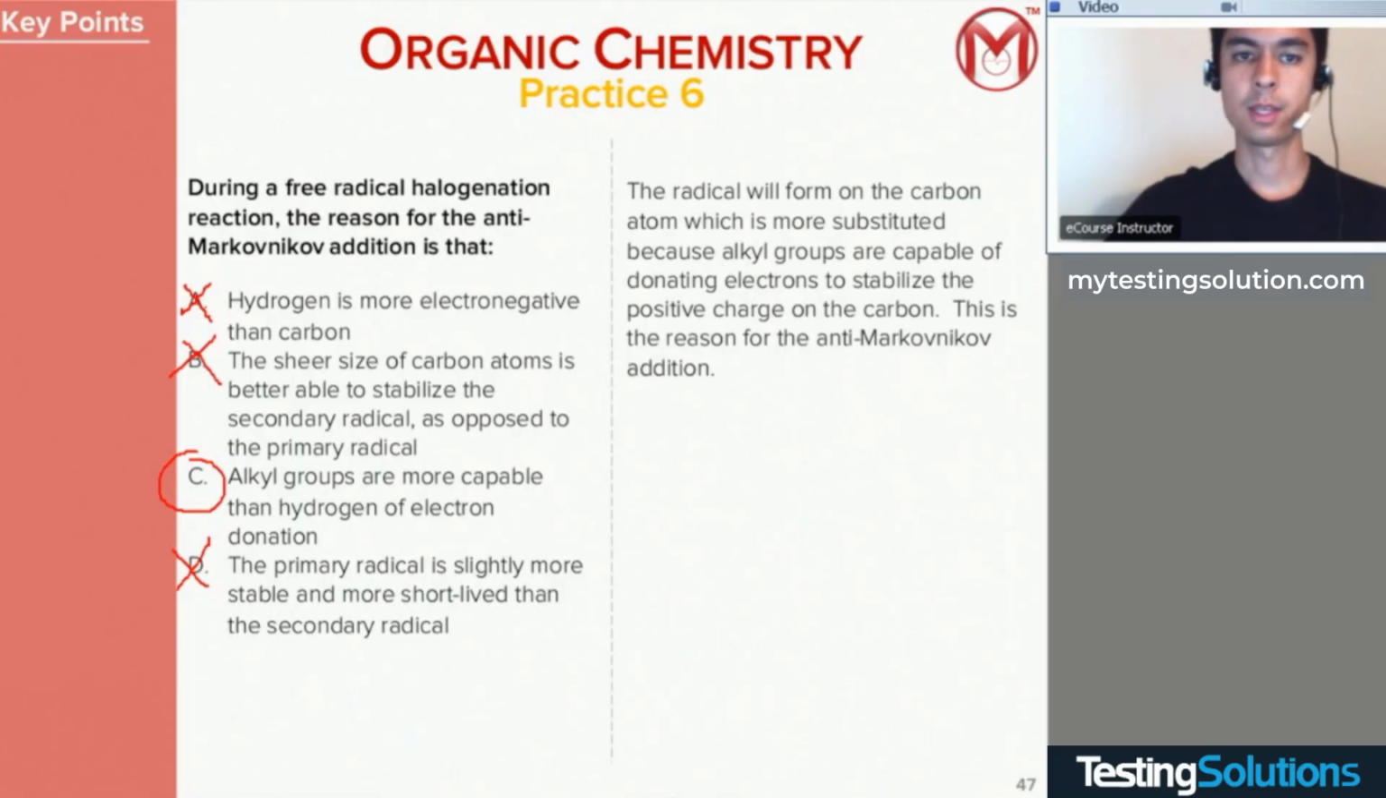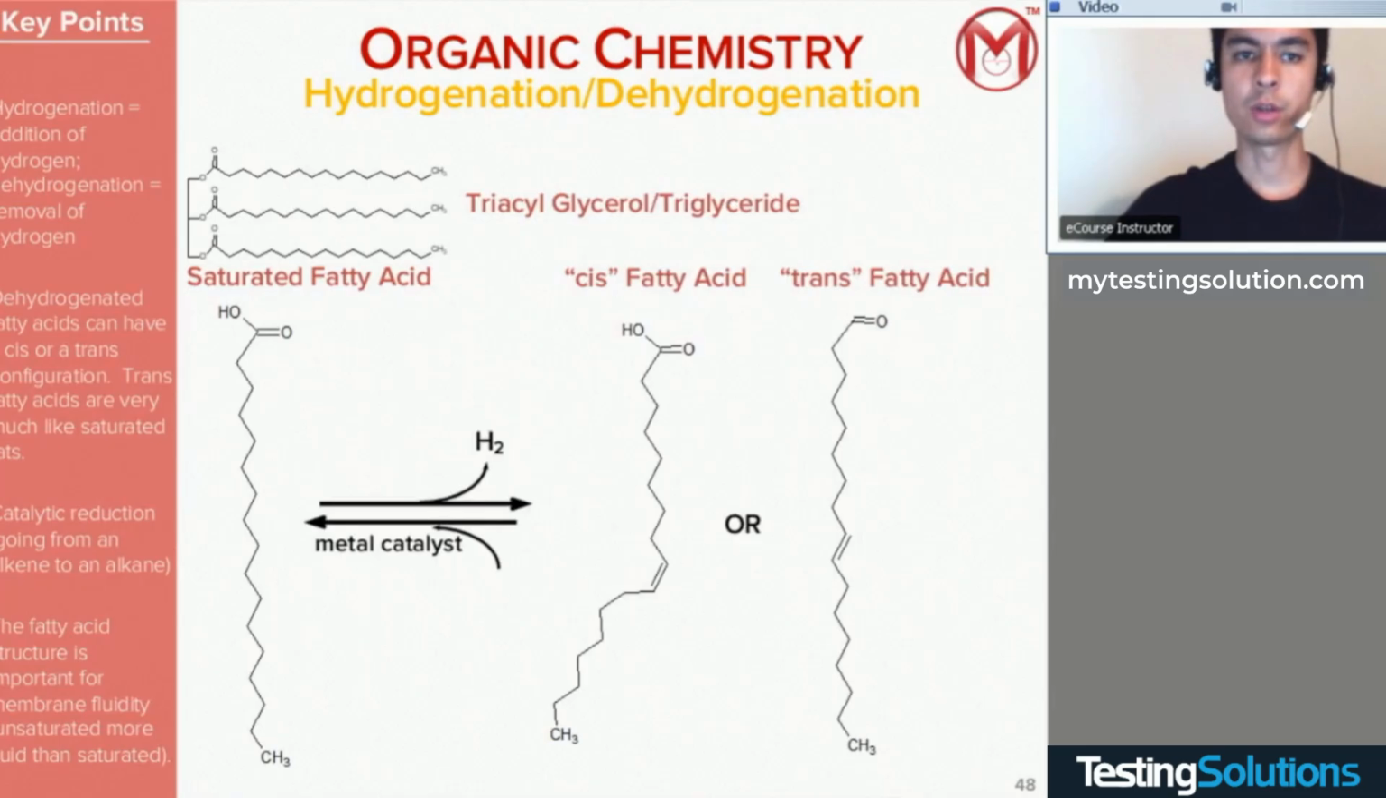The last kind of reaction that I wanted to discuss for this lecture is the hydrogenation-dehydrogenation reaction. This is a relatively basic reaction whose mechanism you do not need to know, but you should be able to recognize this. Okay? Hydrogenation reaction is a reduction reaction. You add H2. You're adding hydrogen atoms. Dehydrogenation reaction removes hydrogen atoms.